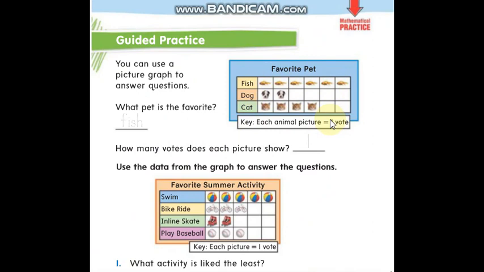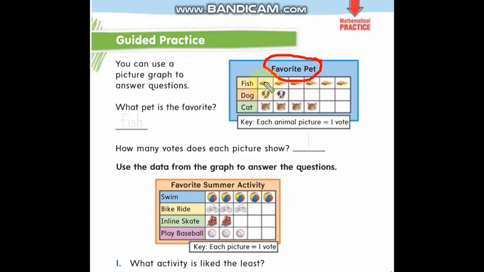So first of all, we will go to see what does the graph show. Favorite pet. Well done. And how many people voted? As you can see here, look at the picture. As I told you before, if you want to find the total of the people who voted, you need to count each picture. So let's count the pictures.